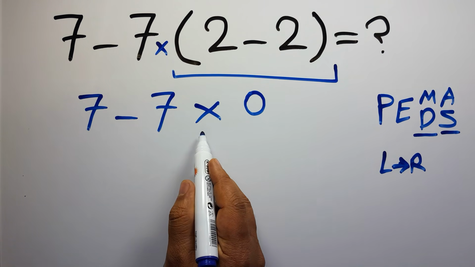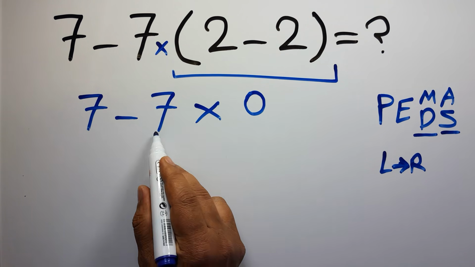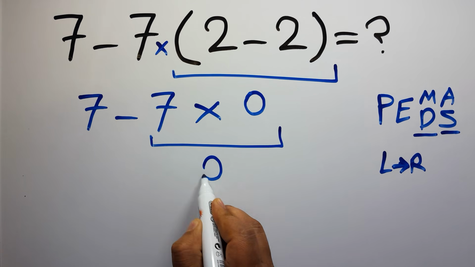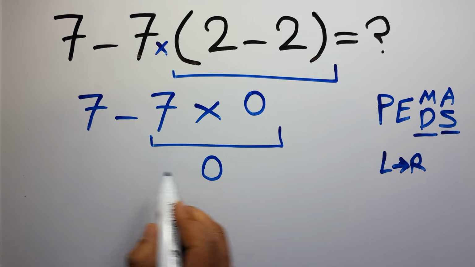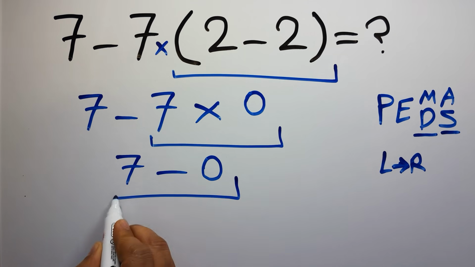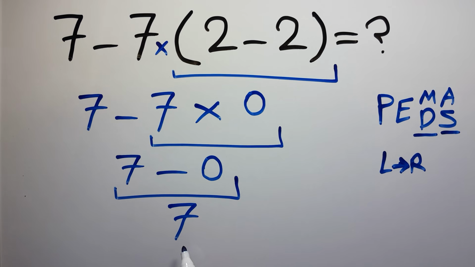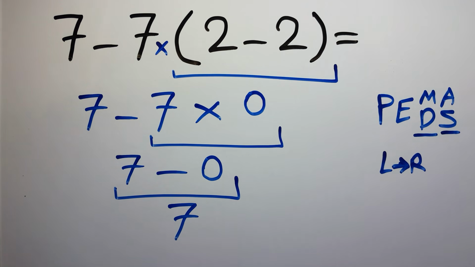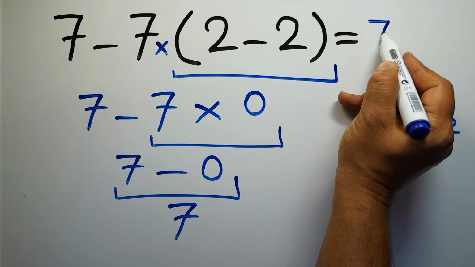So here first we have to do this multiplication. 7 times 0 equals 0. So 7 minus 0 is just 7. And this is our final answer to this problem. The correct answer is 7.